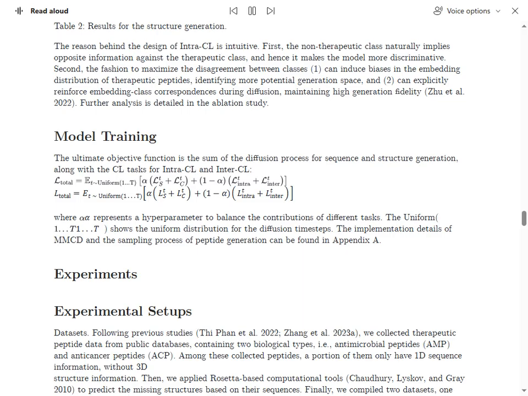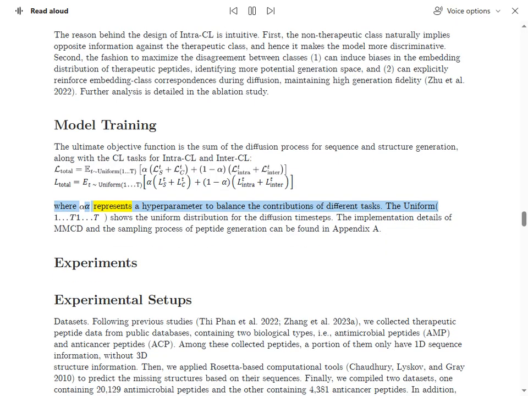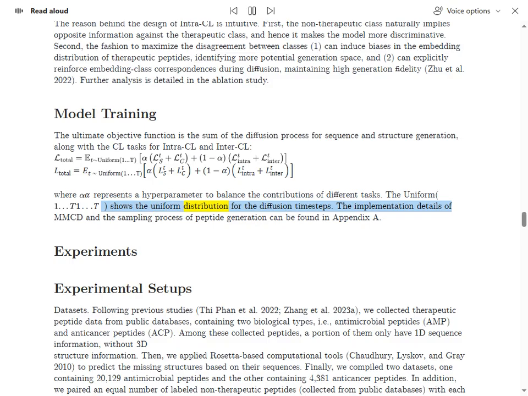L_total equals E_{T ~ Uniform(1, T)} [α(L_S^T + L_C^T) + (1 − α)(L_intra^T + L_inter^T)], where α represents a hyperparameter to balance the contributions of different tasks. The Uniform(1, T) shows the uniform distribution for the diffusion time steps. The implementation details of MMCED and the sampling process of peptide generation can be found in Appendix A.